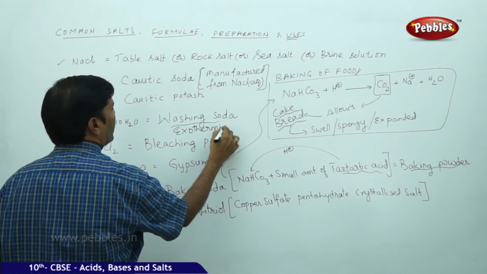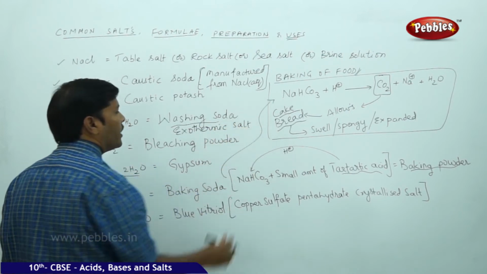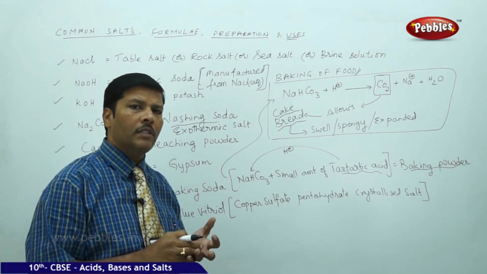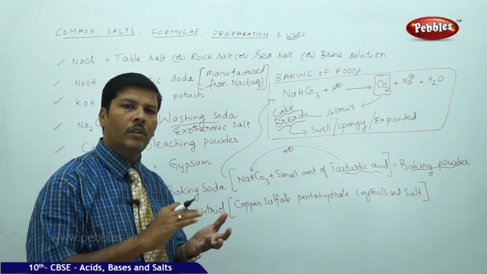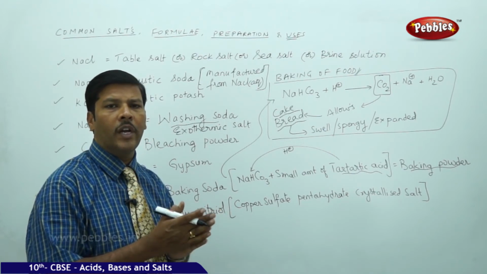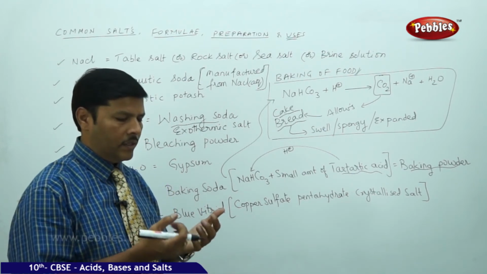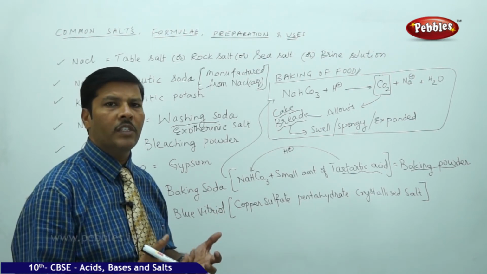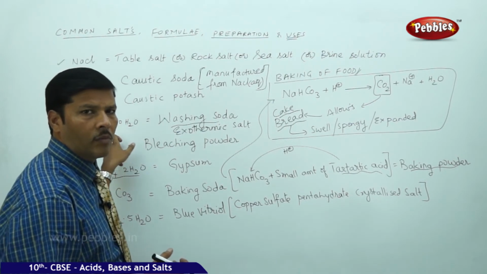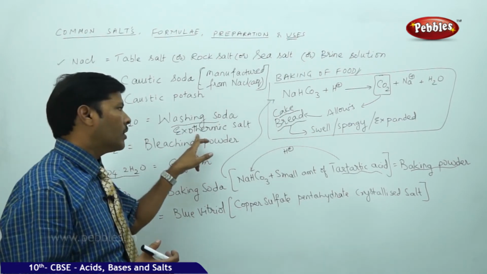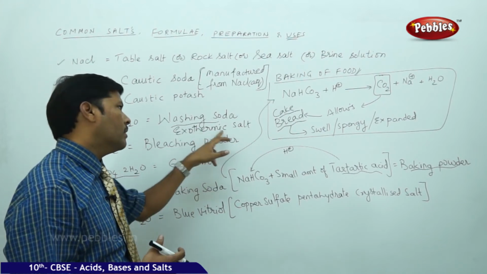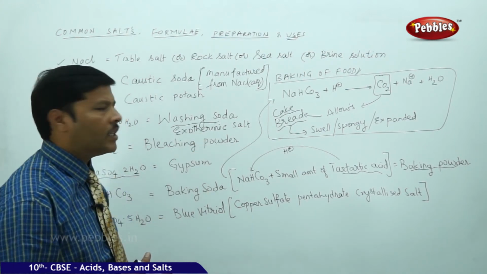It is an exothermic salt. That means if you take small granules of sodium carbonate, a crystalline salt, put it on your hand, add some water, wet it and rub it with your hands, you can feel the warmth of the salt. It is very clear that when it comes in contact with water molecules, it generates heat. Because heat is released from the salt in the aqueous state, this salt can be called an exothermic salt.